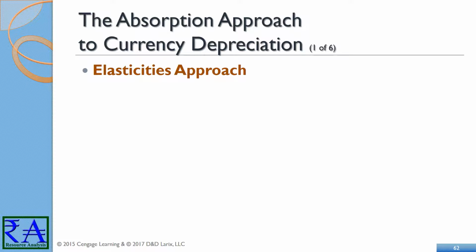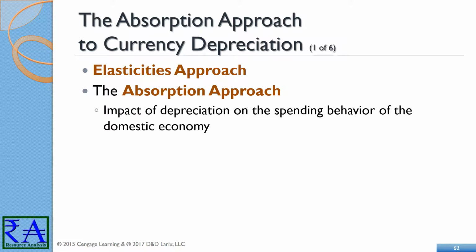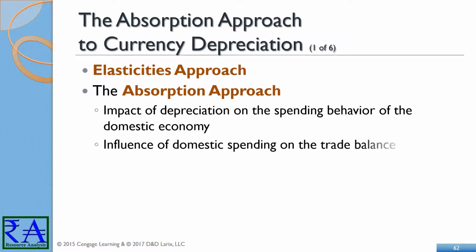According to the elasticities approach, currency devaluation offers a price incentive to reduce imports and increase exports. However, a country's trade balance is heavily affected by the performance of domestic consumers to purchase foreign versus domestically produced goods. The absorption approach considers the impact of currency depreciation on the spending behavior within the domestic economy and its influence on the nation's trade balance.